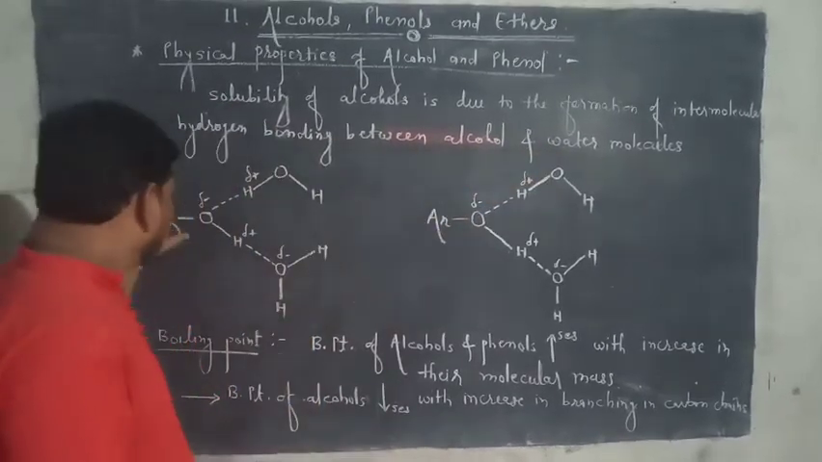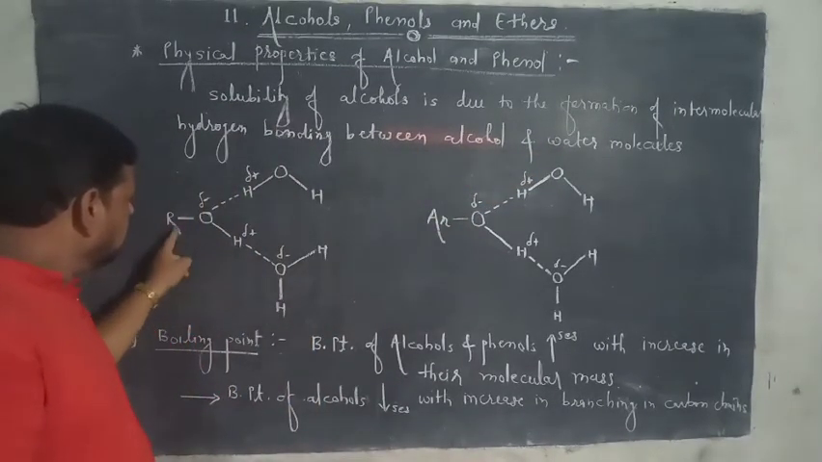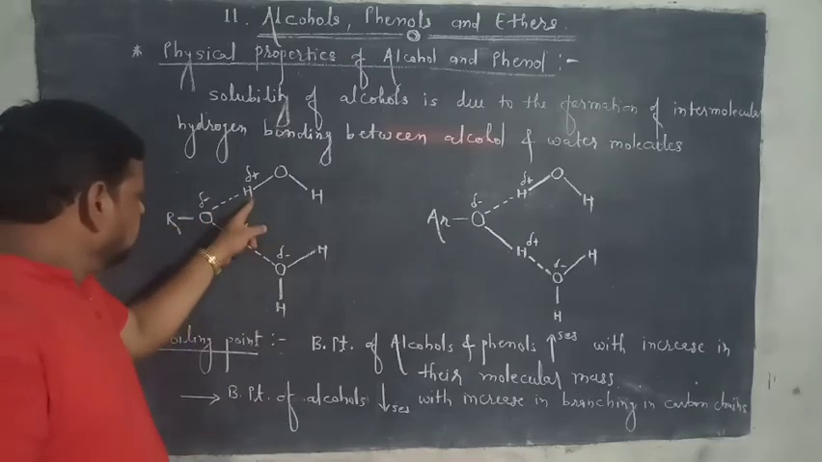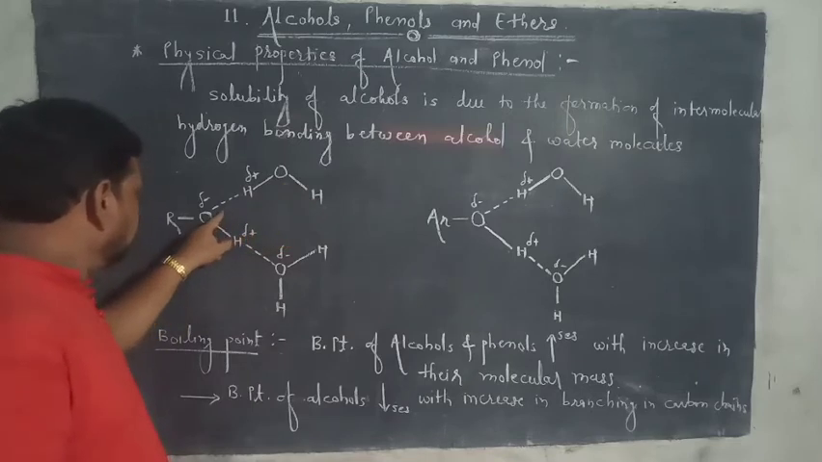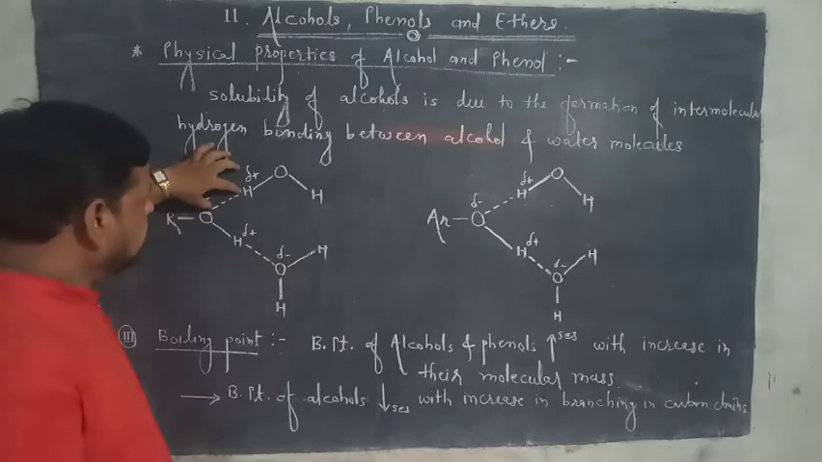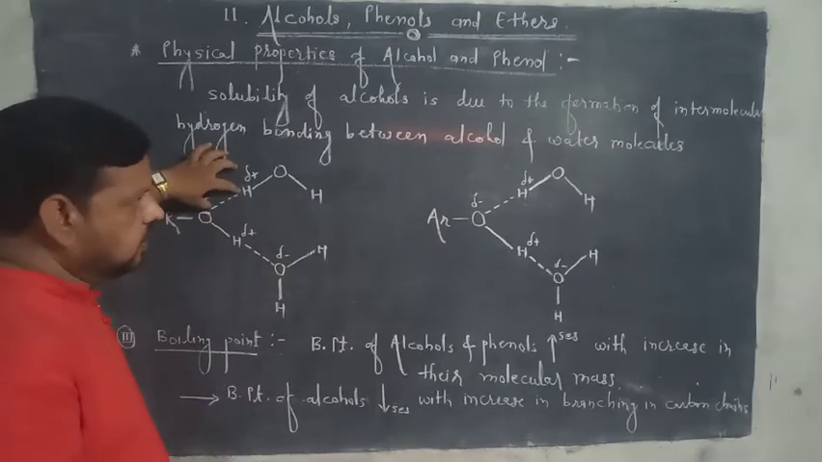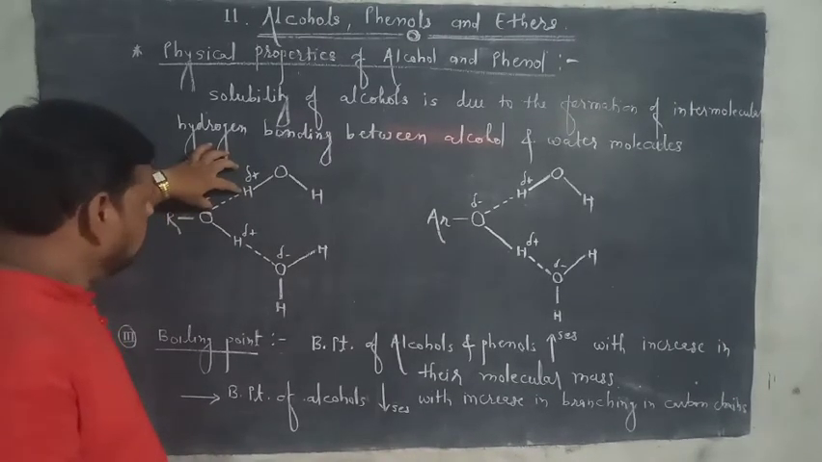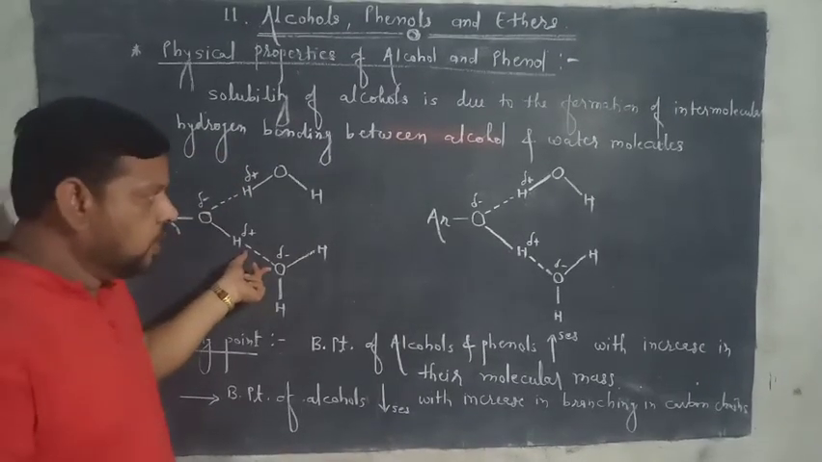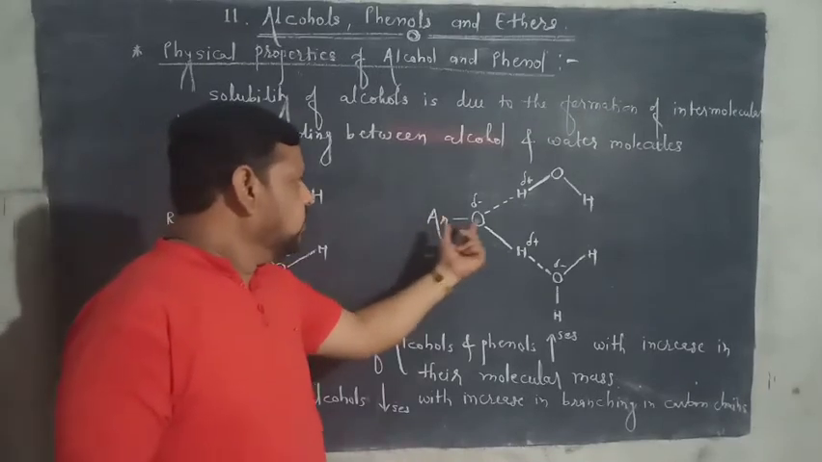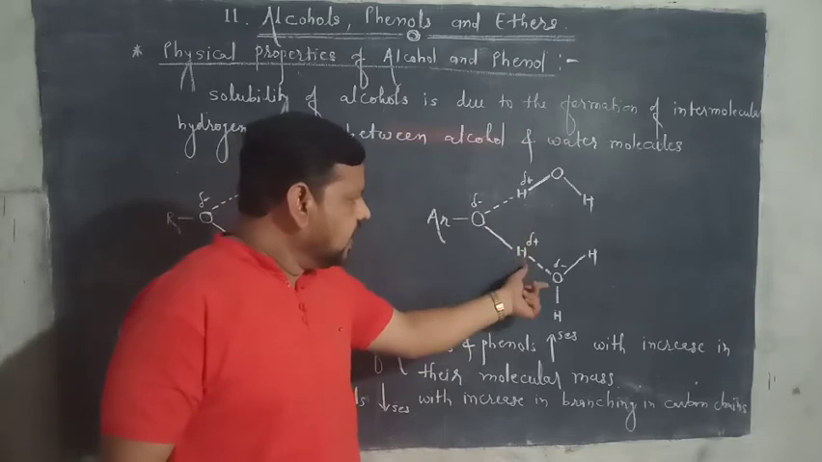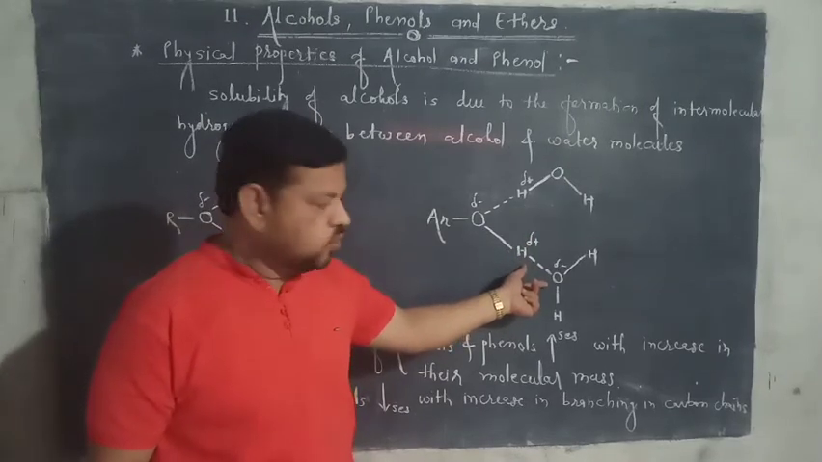See here, this is the alcohol molecule ROH, in which this H2O is attached or bonded by this intermolecular bonding. This is the intermolecular hydrogen bonding. This dotted line is the intermolecular hydrogen bonding. In case of phenol, see here, this dotted line is the intermolecular hydrogen bonding.